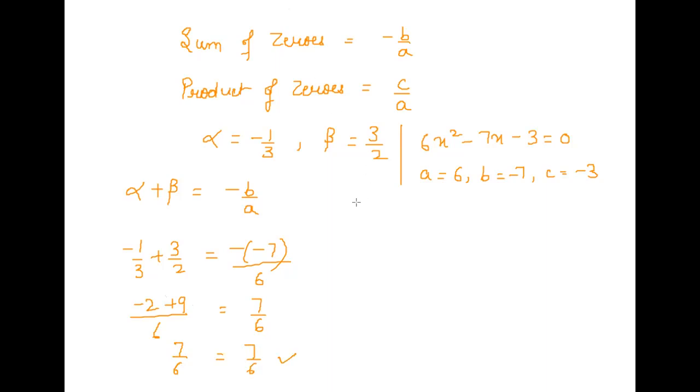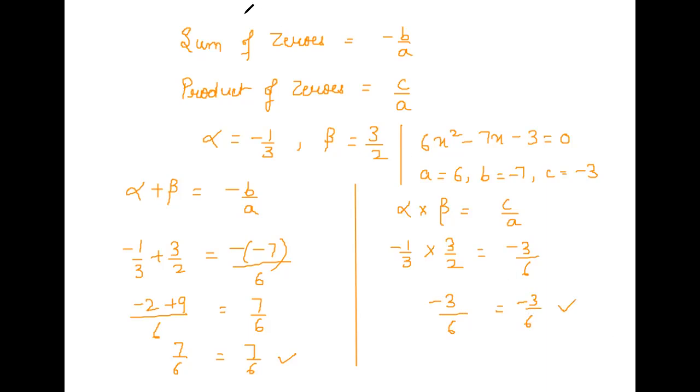Now we are going to find the other relation, that of the product of the zeros, that is equal to c upon a. Product means we have to multiply alpha with beta and it should equal c upon a. So alpha was again negative of 1 upon 3 and beta was 3 upon 2, and c is equal to negative of 3 divided by a, which is 6. So when I multiply this, it will be minus 3 divided by 3 times 2, that is 6, and it is equal to minus 3 upon 6. So we can again say this relation is again verified.